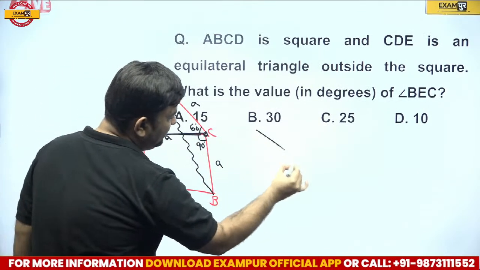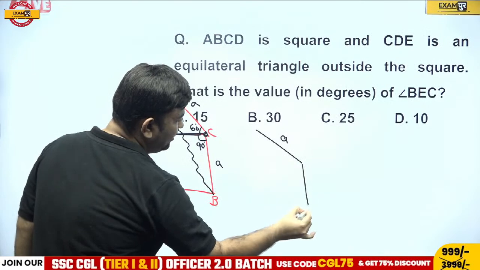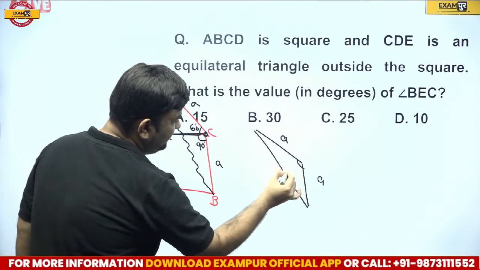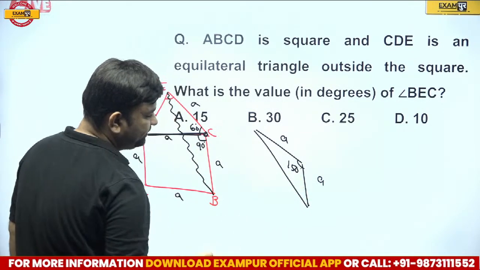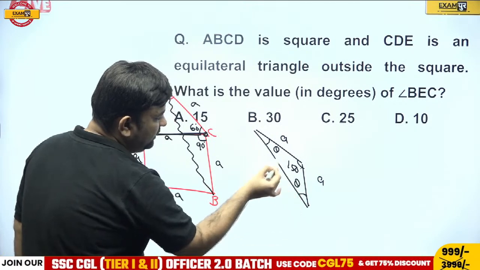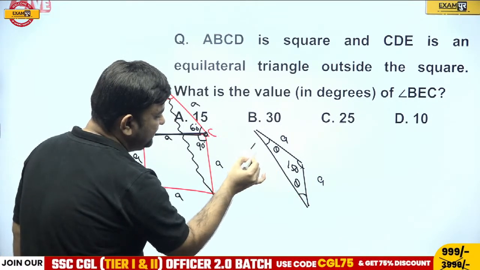Now have a look at it. One side A, this side also A. And this middle angle is 90 plus 60, 150. If sides are equal, then angles opposite to them are also equal. 30 divided into two equal parts, theta is 15 each.